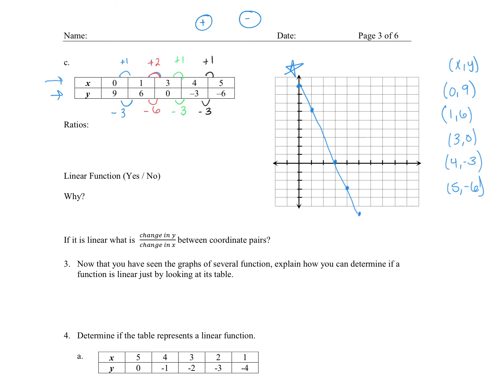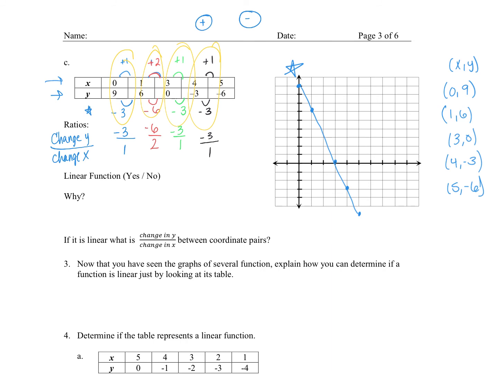Okay, and now you're going to go ahead and make your ratios. So, remember, change in y all over change in x. Okay, now it's important to keep your signs here. So I had, remember, your change in y, your bottom's coming first. So I had -3 over 1, -6 over 2, -3 over 1, and -3 over 1. Okay?